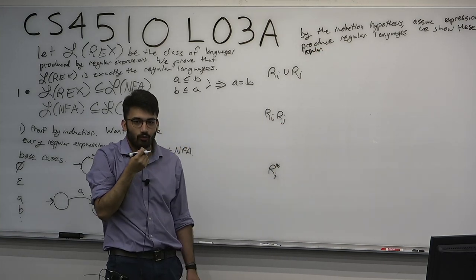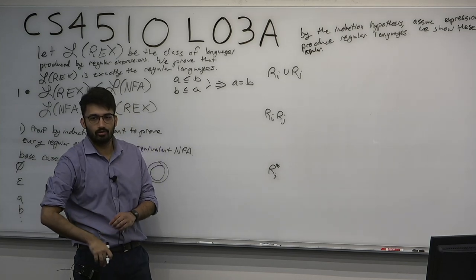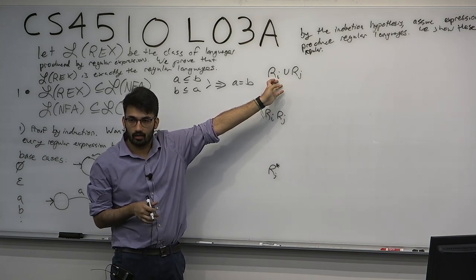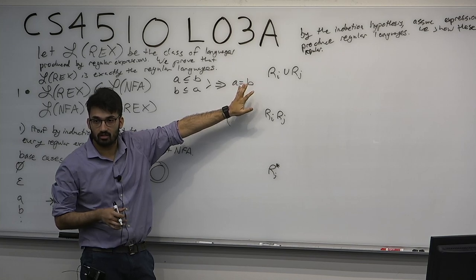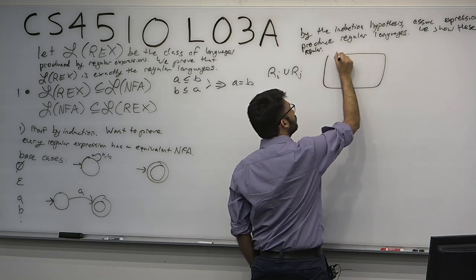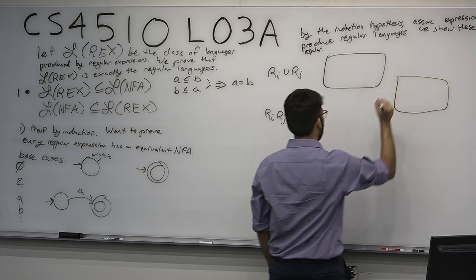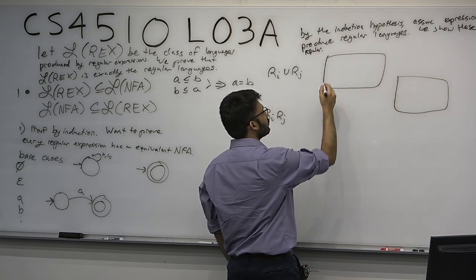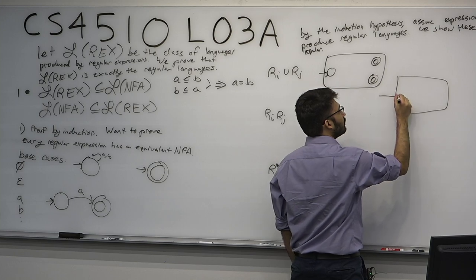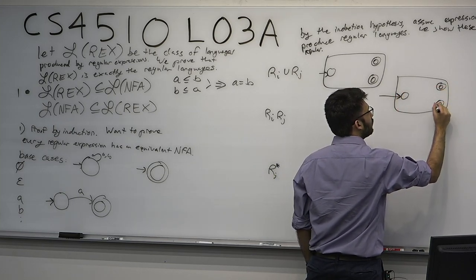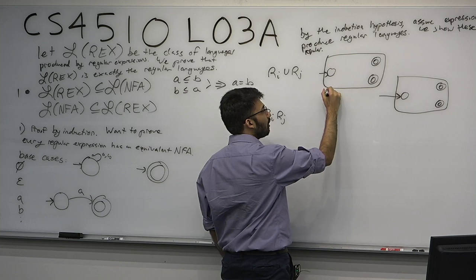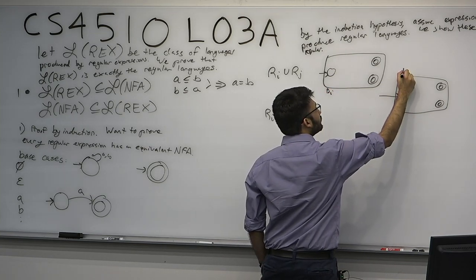Instead of doing a very formal proof for this, I'm going to just draw pictures, and the proof is actually quite obvious. By the induction hypothesis, R_i and R_j are regular, therefore there exist DFAs or NFAs for the languages produced by R_i and R_j. Let's let them be DFAs, it doesn't really matter right now. These are some generic looking DFAs for R_i and R_j respectively. This one is for R_i, we'll call this D_i, and we'll call this one D_j.